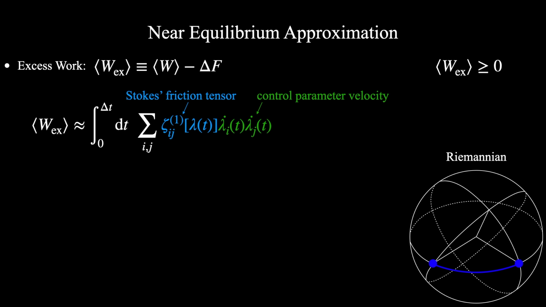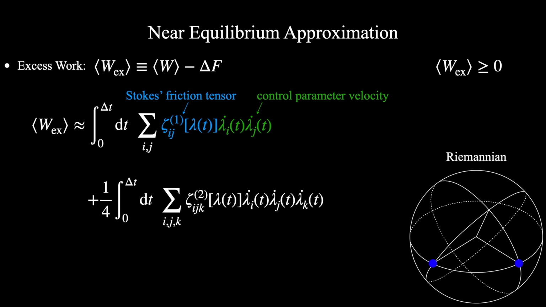Now one key feature of a Riemannian metric is that the distance between these two points does not depend on what direction you go. So when you go forwards, the amount of excess work that you're going to get is going to be the same as when you go backwards. Now it turns out this is only true at this level of approximation, and it's going to be very important when we're looking at free energy estimation to account for the differences between the excess work when you go forwards and backwards. So it turns out you can write the next order contribution in a very similar form in terms of this supra-Stokes tensor and these control parameter velocities here.